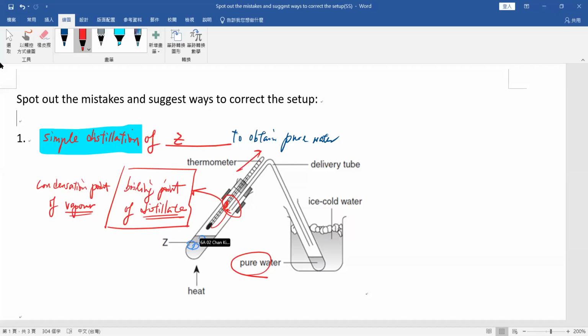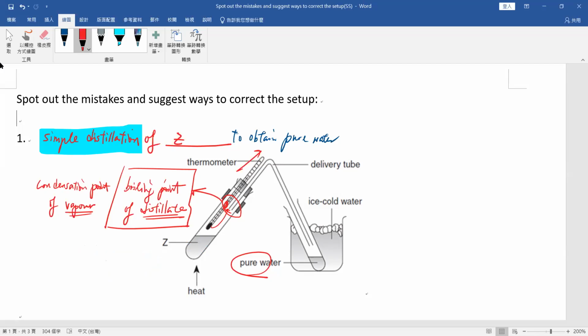No? Yep, something missing. I need to add something. Yep, the term anti-bumping granules. Yes, correct. You have to add the anti-bumping granules in the liquid, together with it, while you heat it.